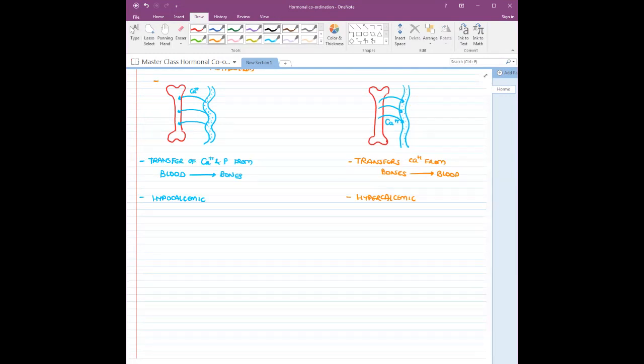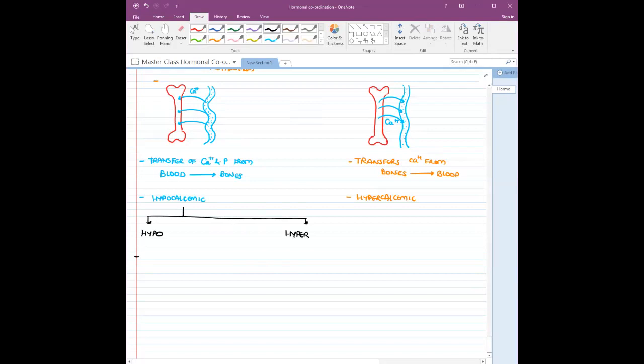Okay, so now let's try to see what is going to be hypo and hypersecretion in this case. First one, we have hyposecretion of your calcitonin. Let's imagine, guys, if by any chance you are having hyposecretion, will calcium ions be deposited from the blood onto the bones? No, right? Because we are having less amounts of your thyroid calcitonin.